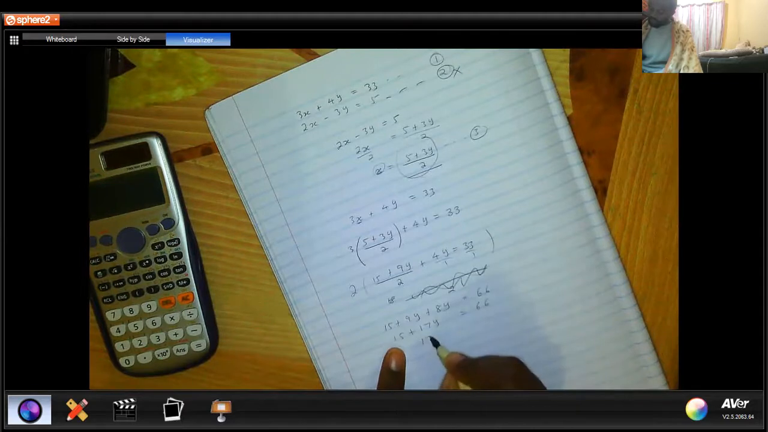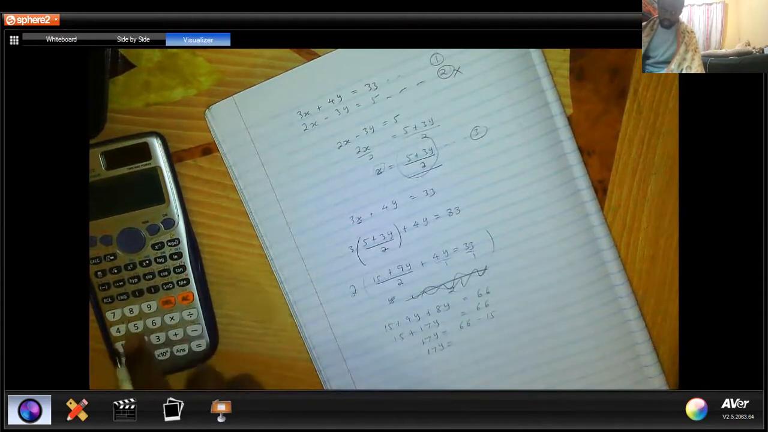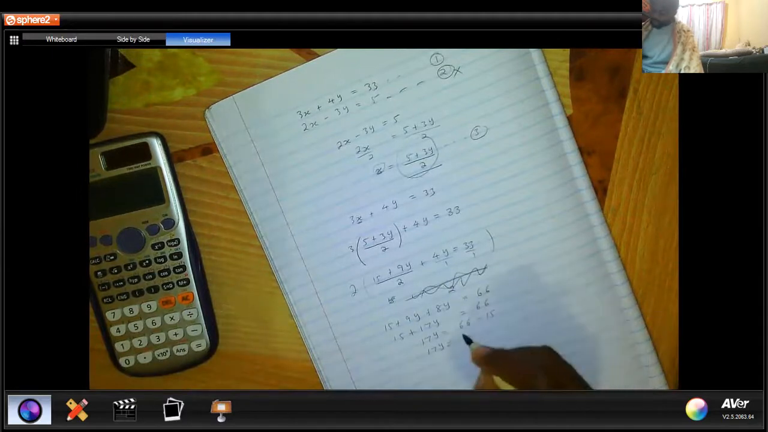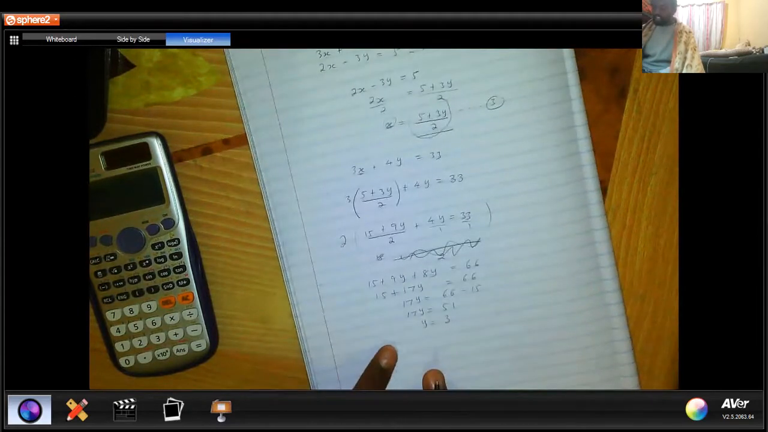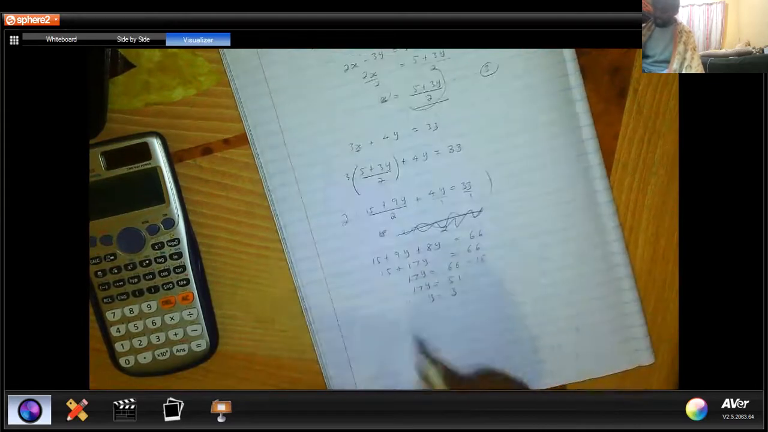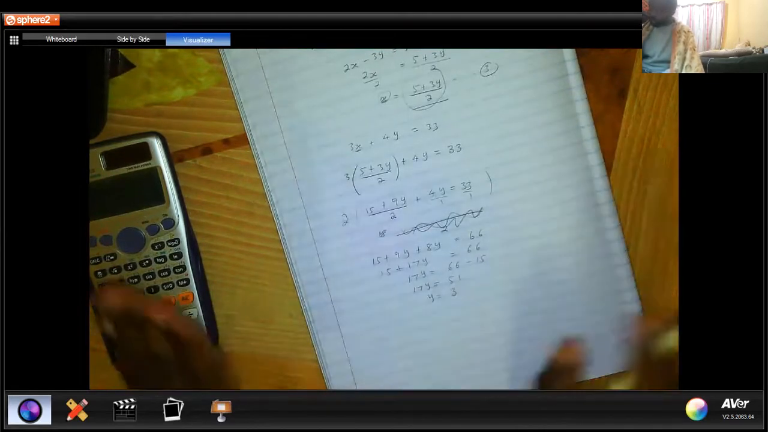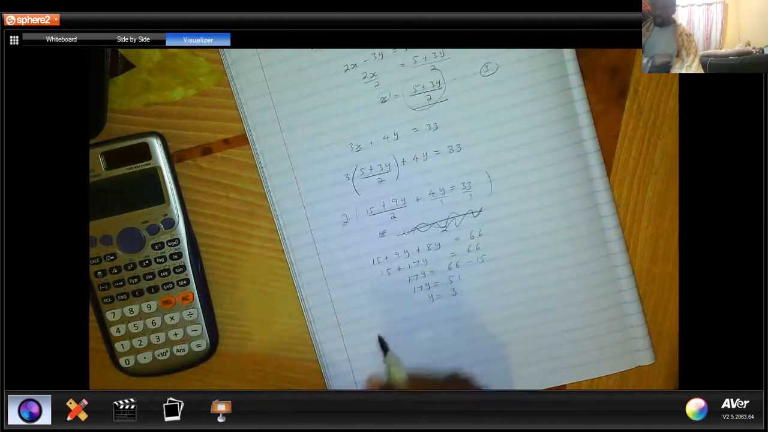And then I've got 17y equal to 66 minus 15. And then I have 51. Then y becomes 3. Same method, same way we did it, but I apply a different method, particularly on this step. But it's up to you, whatever suits you. And then we move further.